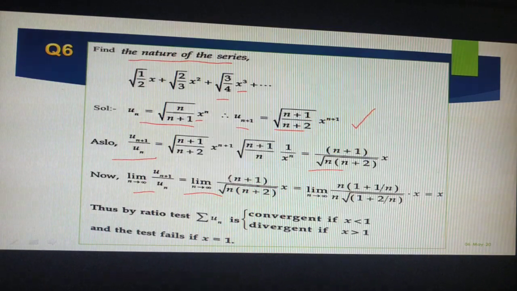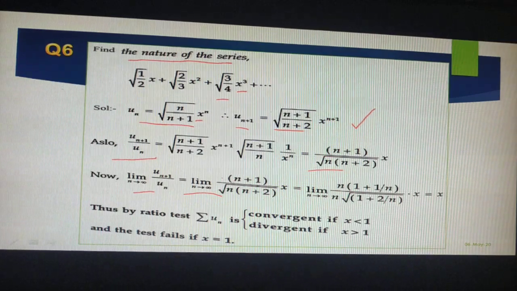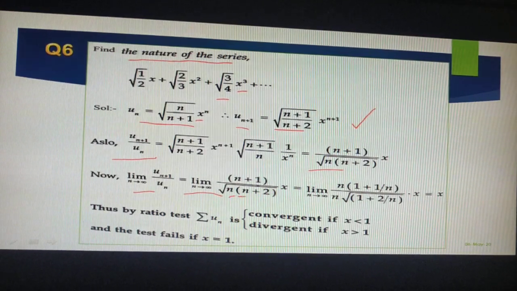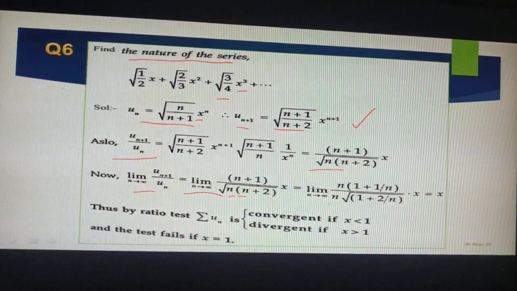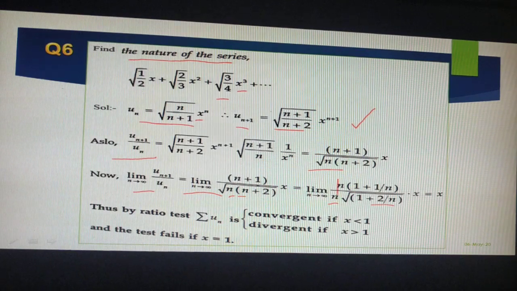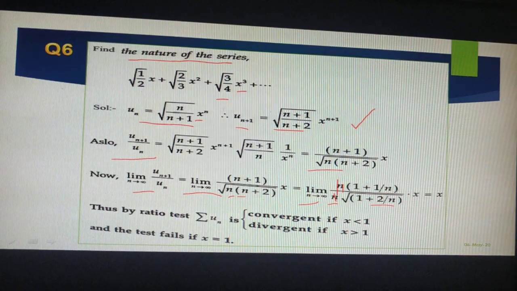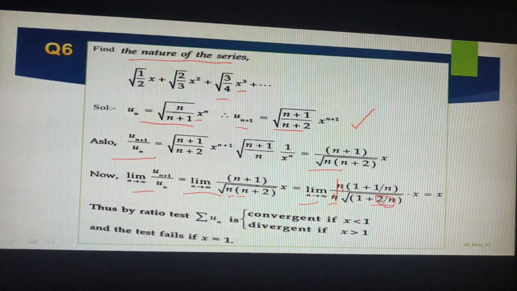If I take n common in the numerator as well as in the denominator, I am going to get root n into root n, that value will be n here, and I am taking the common from this, so 1 plus 2 by n in the denominator. In the numerator also I have taken n common, so these two will get cancelled. 1 plus 1 by n, when n tends to infinity, 1 plus 1 by n is 1. Here 1 plus 2 by n, 2 by infinity, this part will be 0, so simply 1 by 1 into x, that is x.